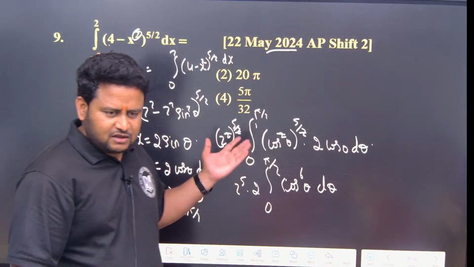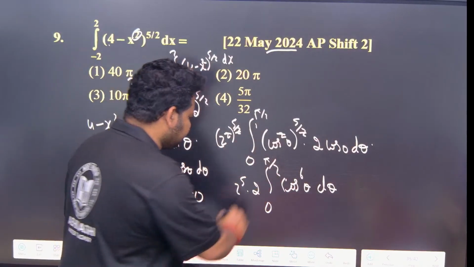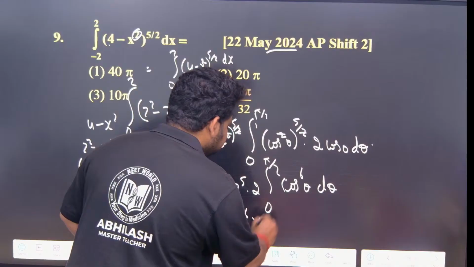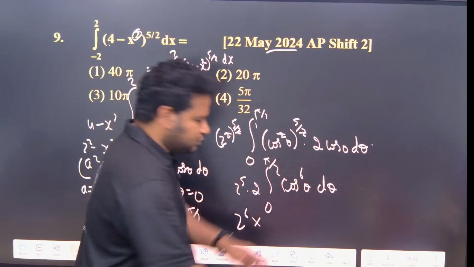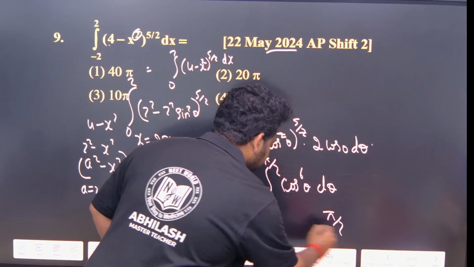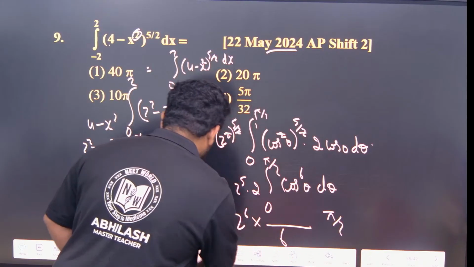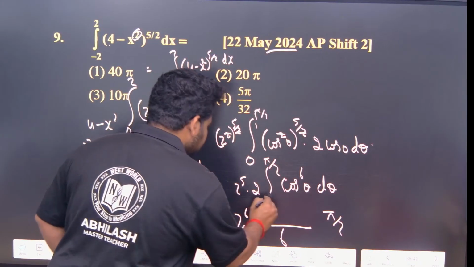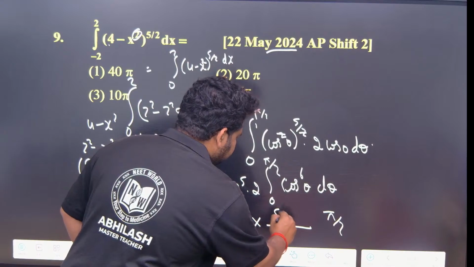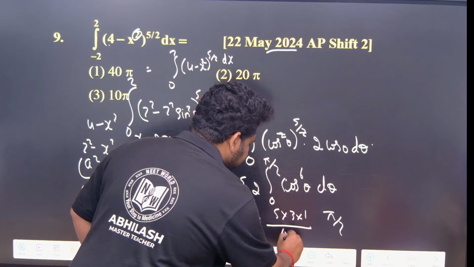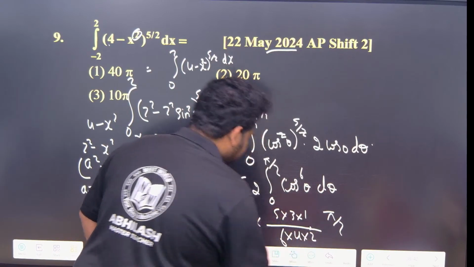Definitely I can apply Wallis formula. So 2 power 5 into 2 is 2 power 6. This is even power, so I should have pi by 2 here. The denominator will be 6. So this will be 5 into 3 into 1 over 6 into 4 into 2. That's all I am having.